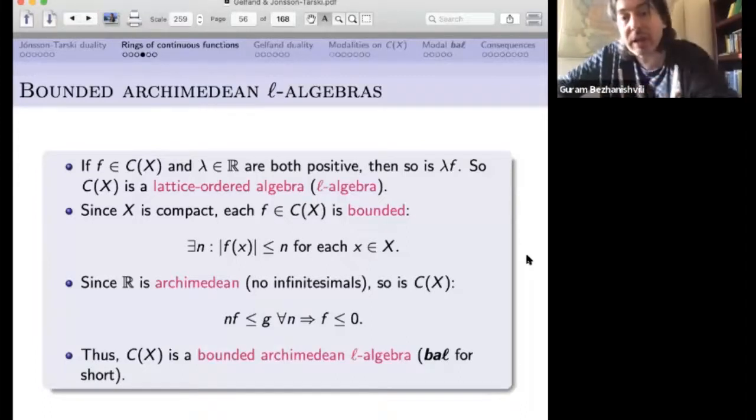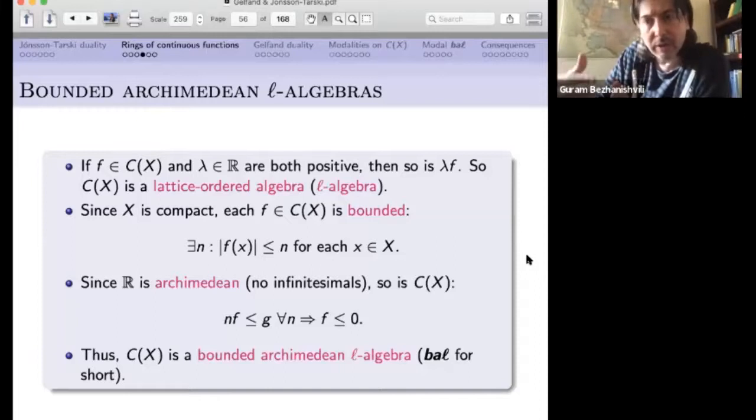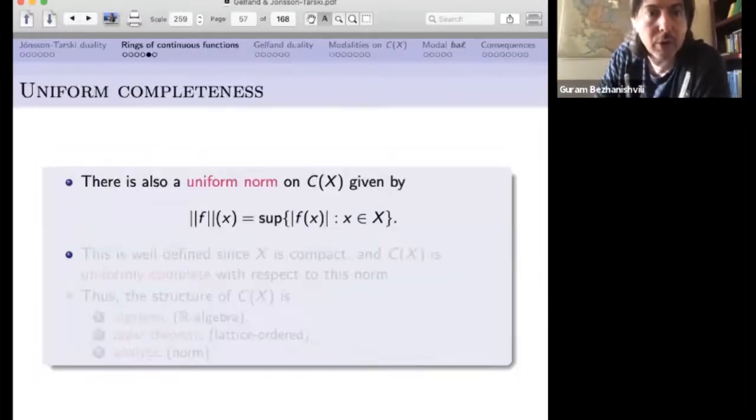So we will have these L algebras, and that's where this name BAL comes from. This BAL is the category that I'll be working in. So I have rings that have order on them, and this order and the ring structure relate to each other by these two conditions, bounded and Archimedean. So far, no functional analysis.